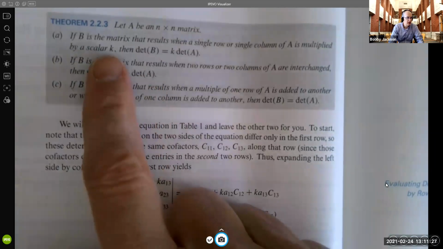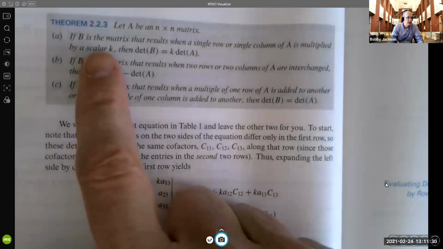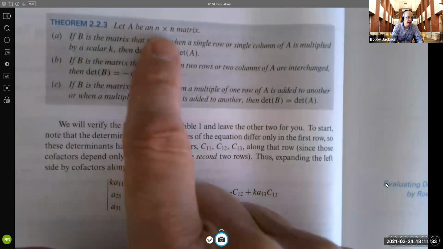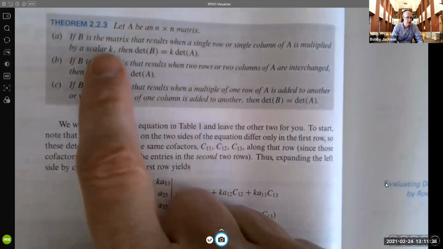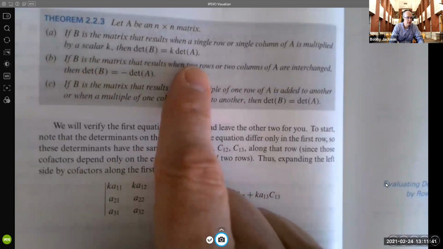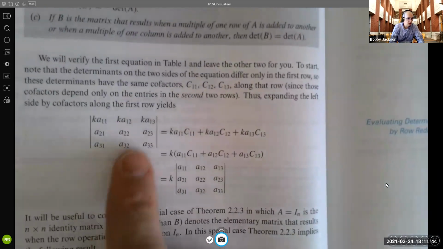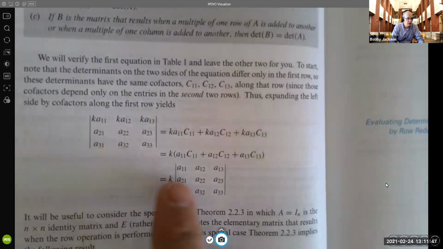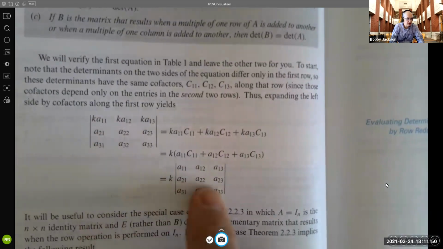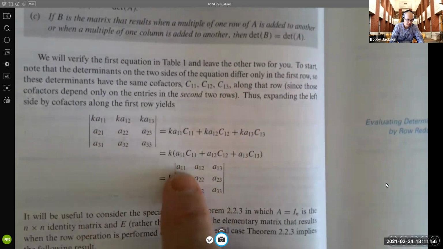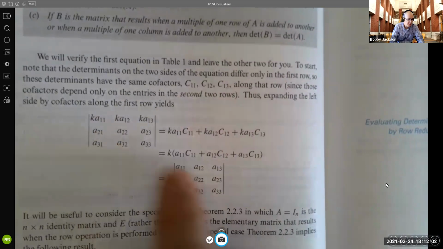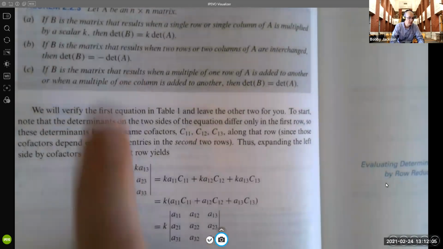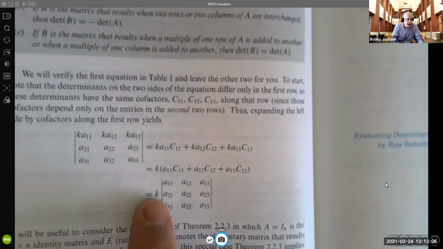And the one that's going to come into play here, one of the ones at any rate, is if we have a matrix A that's n by n, and B is the matrix that results when a single row is multiplied by the scalar k, then the determinant of B is k times the determinant of A. You can see the proof here: if this is matrix A, and I multiply the first row by k, I get this matrix here. Here's the A matrix, and this would be the B matrix from up above. Then the determinant of B is k times the determinant of A.